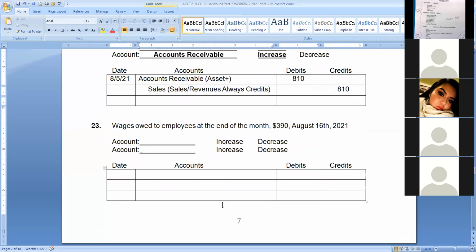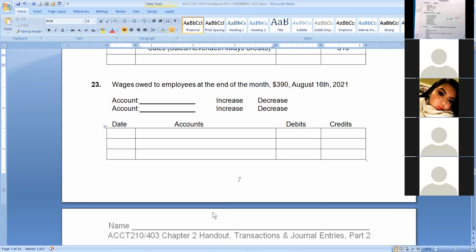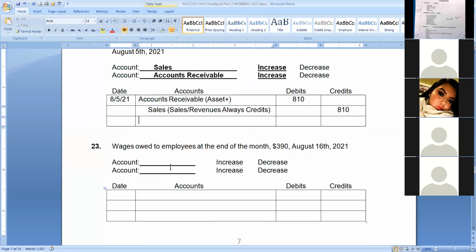I think this will be our last one. We'll save the last page for next class. Okay, so wages owed to employees at the end of the month, 390.